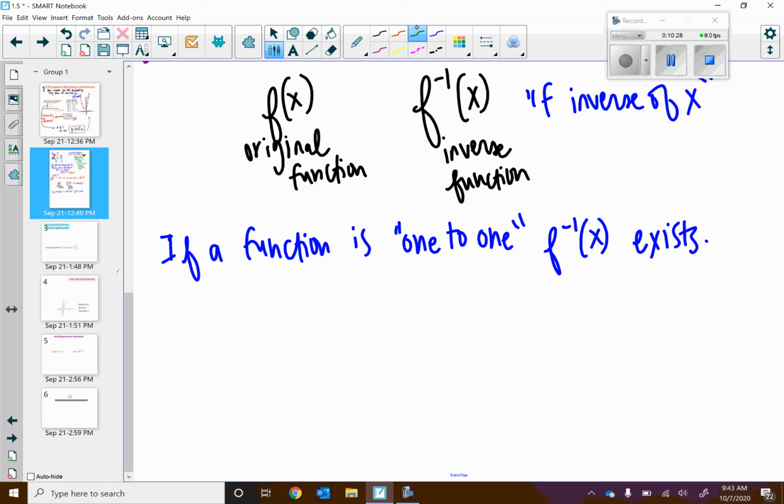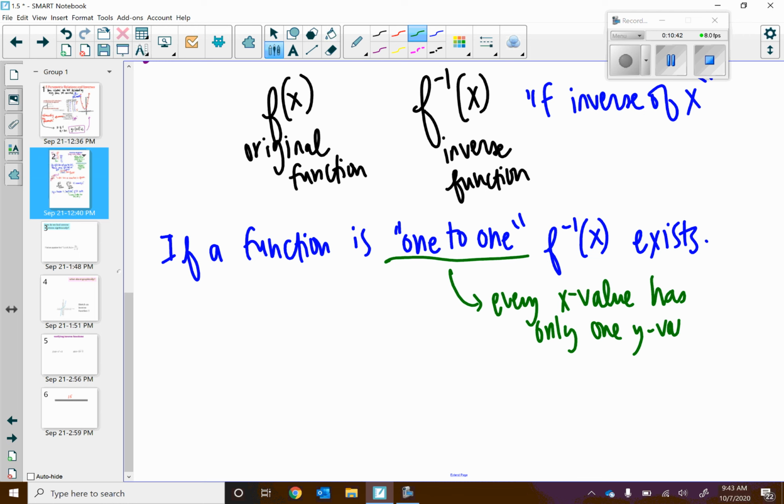Now let's put that into context. This is saying one-to-one. Every x value has only one y value. And the reverse is also true. Every y value has only one x value, and this is really proved through the horizontal line test.